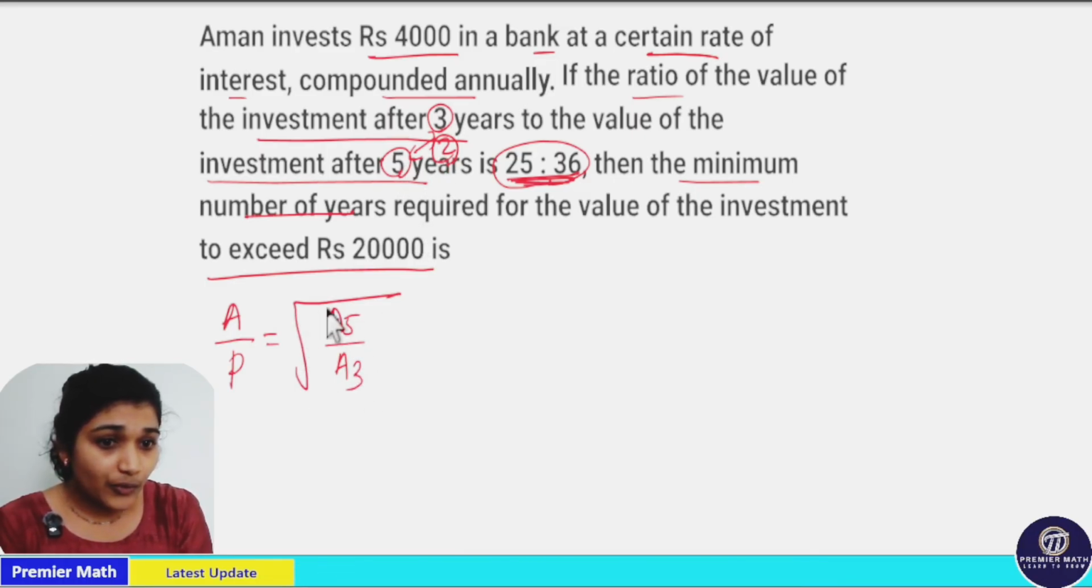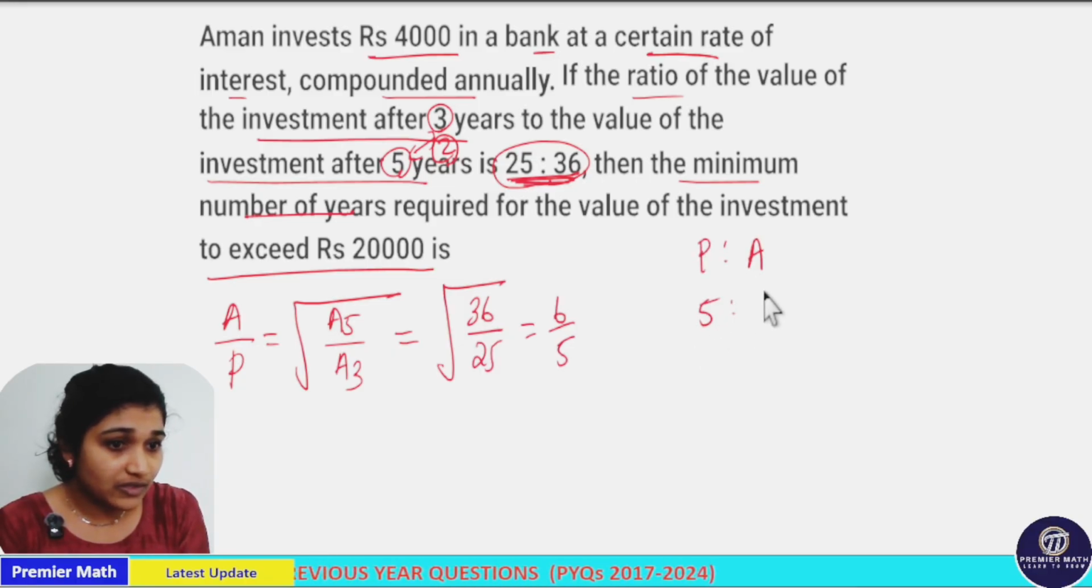That's why square root of amount after 5 years divided by amount after 3 years will give you amount by principal ratio. Now amount after 5 years is equal to 36 in ratio and amount after 3 years is 25 in ratio. So this is equal to square root of 36 by 25, which is 6 by 5, which means here principal and amount ratio is equal to 5 is to 6.